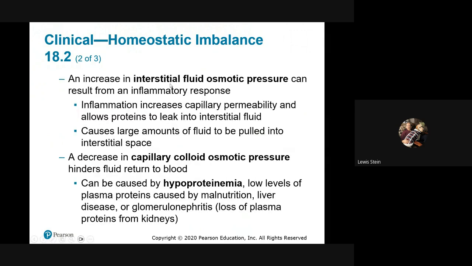So this increase in the fluid osmotic pressure, inflammatory response could do it. Twisted ankle, some localized inflammation, maybe some type of systemic infection pulled into the space. So those are things. Hypoproteinemia, low levels of proteins in the blood. Where do we see this? Malnutrition, liver diseases, again, kidney problems.